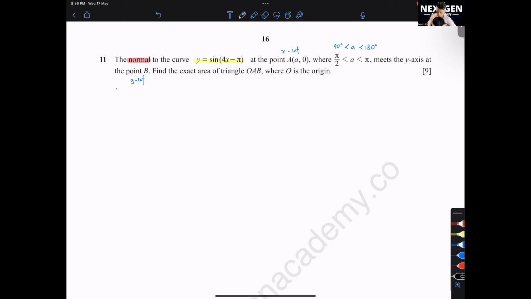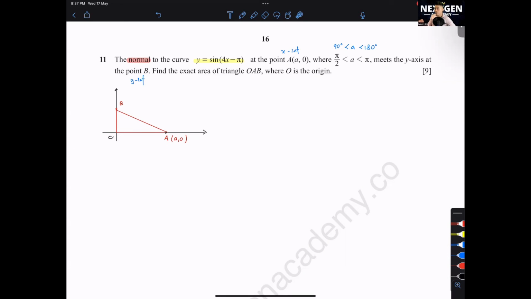If I were to sketch it out, how would it look like? Here I got O. A is probably somewhere here, because it is A0. Then B is probably somewhere here. I don't know where it is, but it's my y-intercept. So the triangle that we want to find is this times this times this. Actually I can just take half times base times height. As long as I have the points B and A, I can just use half times base times height. Exact area means it might be in terms of pi or ln, and we just leave it in that case.